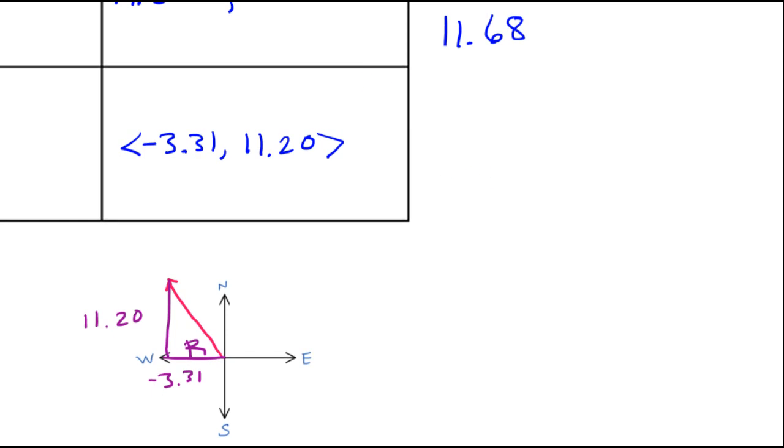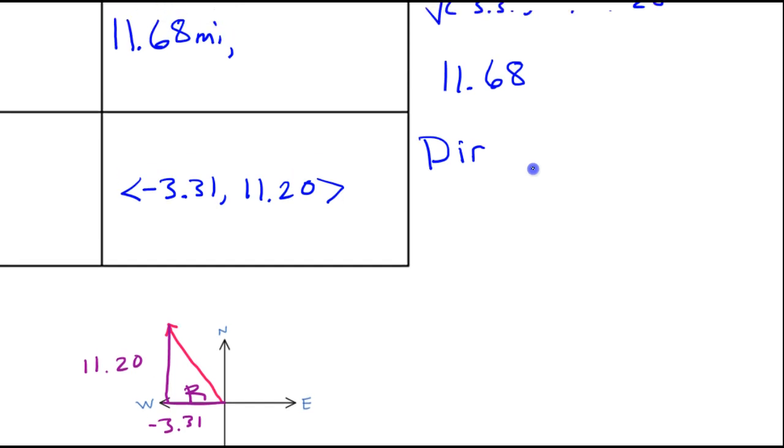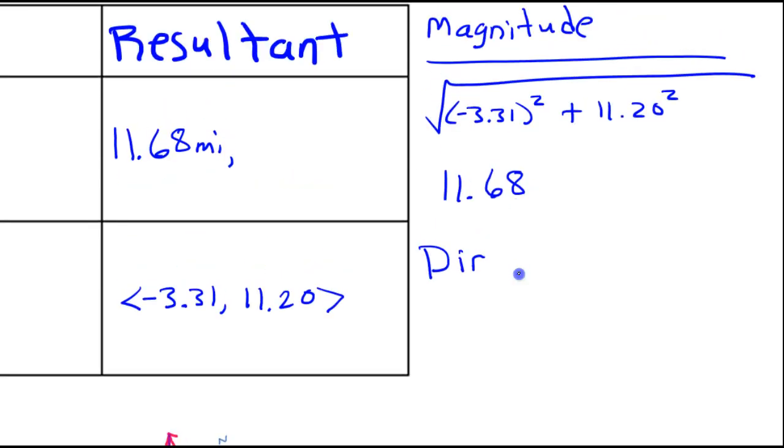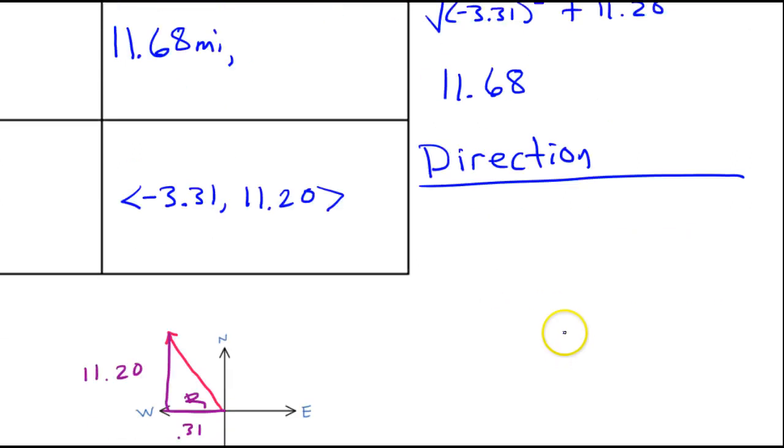And hey, we're finding direction. I forgot to label what I'm doing. So we found magnitude, and now we're finding direction. All right, always best to stay organized.